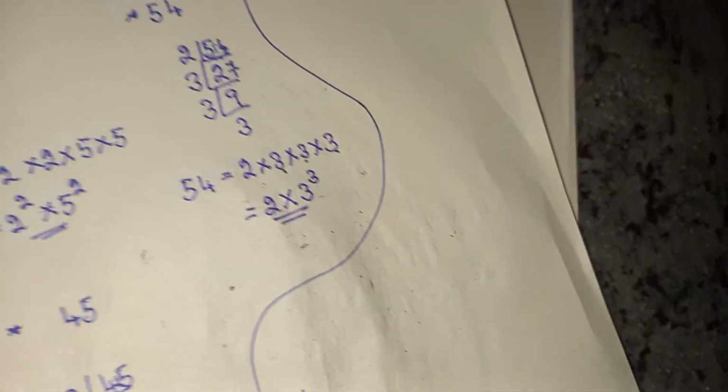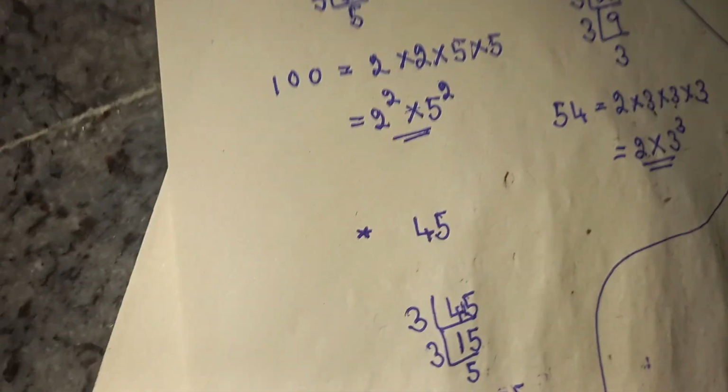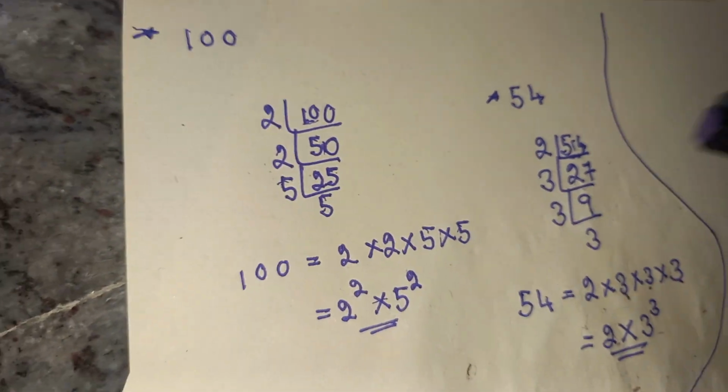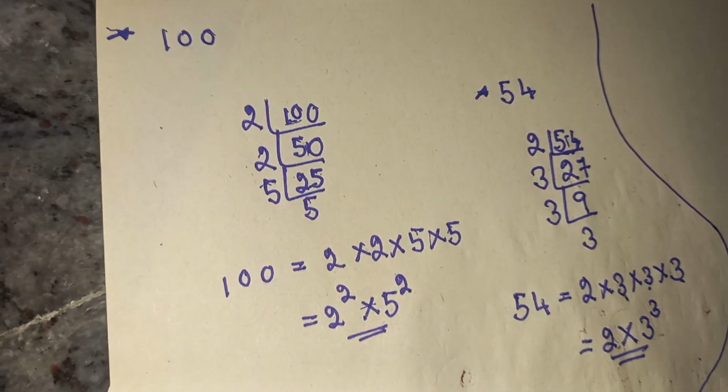And you can factorize any number like this. This factorization is the beginning step for LCM and HCF. I am going to explain them in the next video.